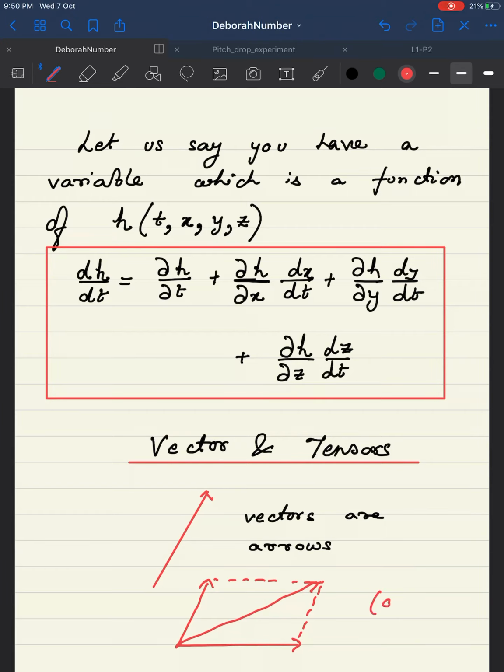Okay, so this is, well, I shouldn't say this is old knowledge per se so much, but rather a simplistic understanding of vectors.